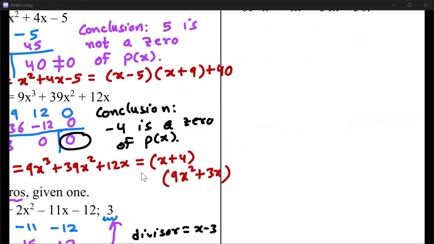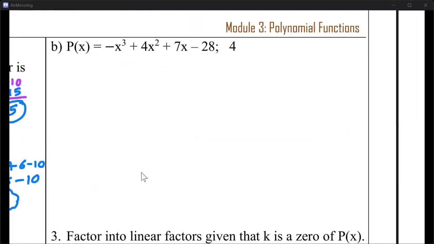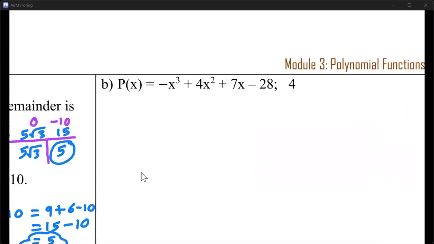All right. Moving on. Same question. There is a polynomial, and you are informed that number 4 is a 0. Find the remaining zeros. Go ahead and do the synthetic division.